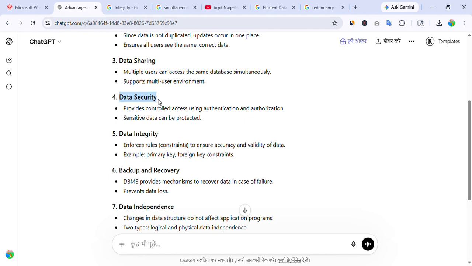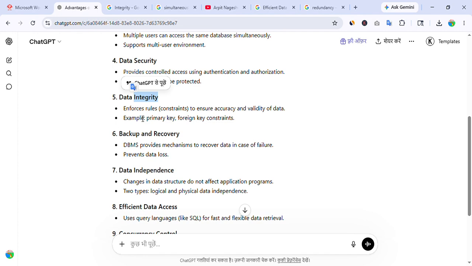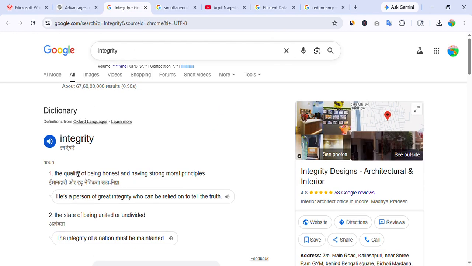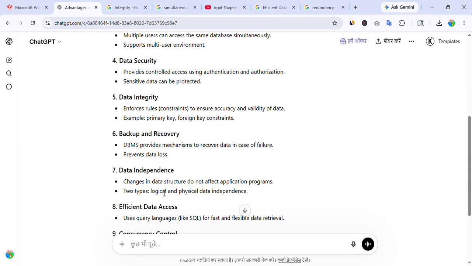So these are very general points. It means not just in DBMS, in any type of technology and any type of thing you can easily mention data security, data integrity. Integrity means first honesty, second morality, with moral principle and trueness. So what does it mean? The data is actually as it is, what we inserted previously. The data cannot be changed automatically in the DBMS. Just this thing the line wants to say.